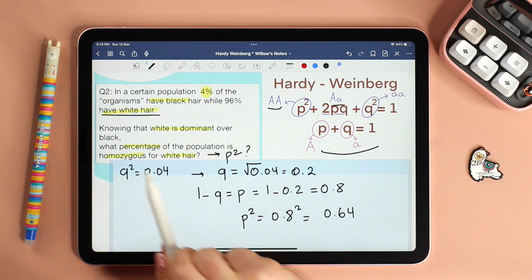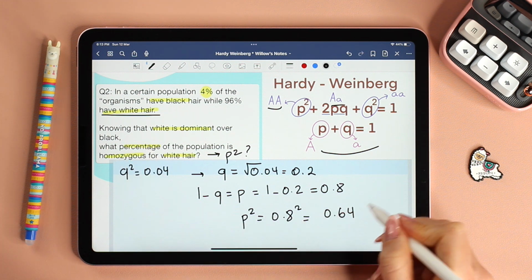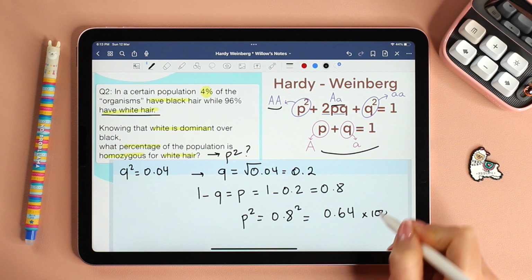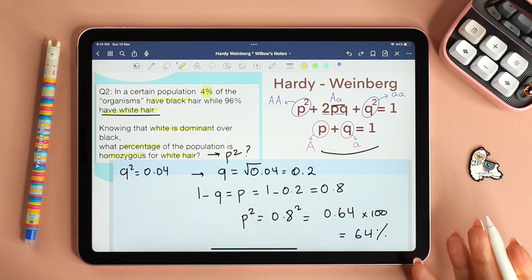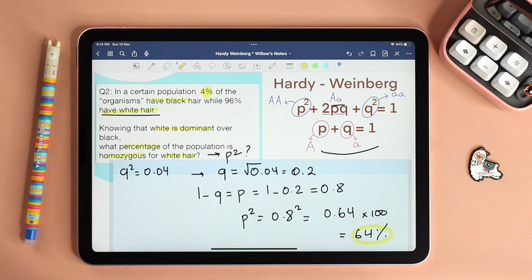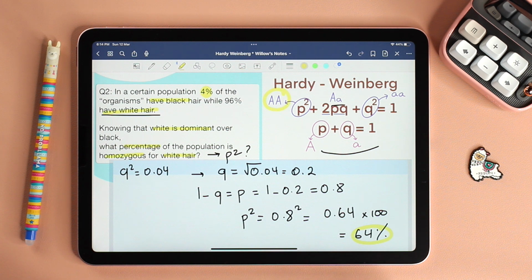And the question specifically says what percentage? So easy, just multiply that by 100 and you get 64%. And this is it. We have our answer. 64% of the population are homozygous dominant.